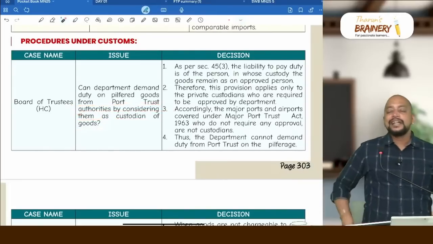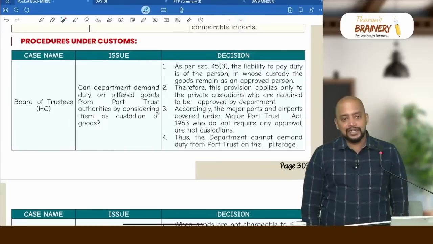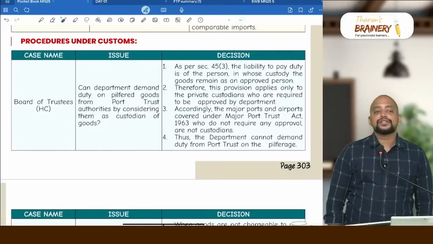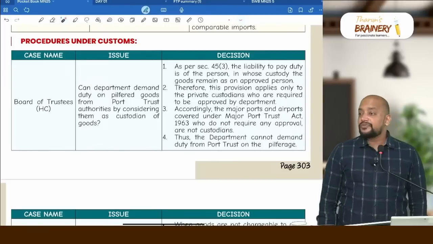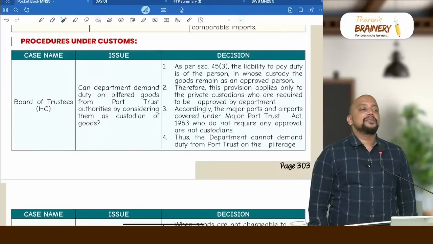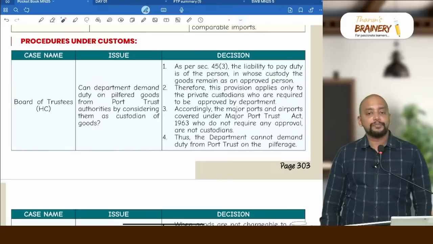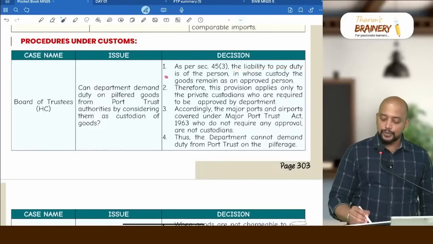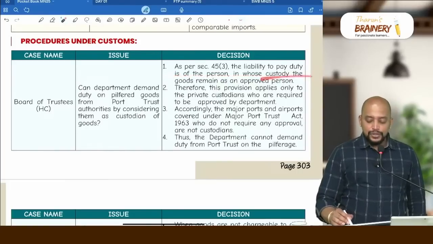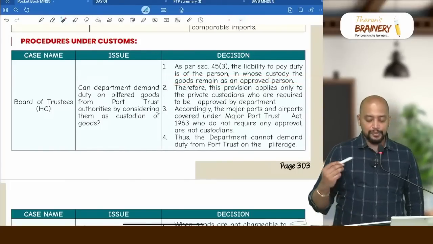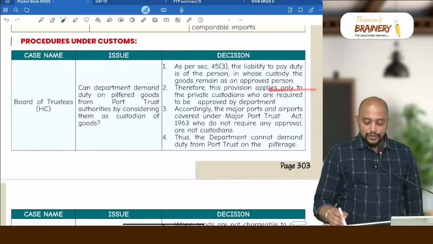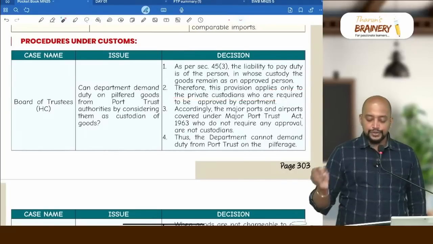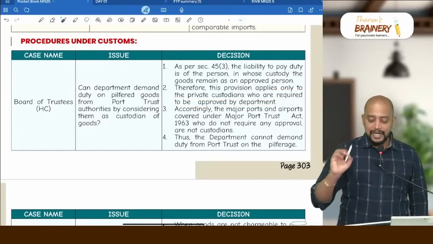See, basically a custodian should be appointed. By default you cannot take port authorities as the custodian. If they are notified, then they will be called custodian, otherwise they will not. As per Section 45(3), the liability to pay duty is on the person in whose custody the goods remain as an approved person. Therefore this provision applies only to the private custodians who are required to be approved by the department.